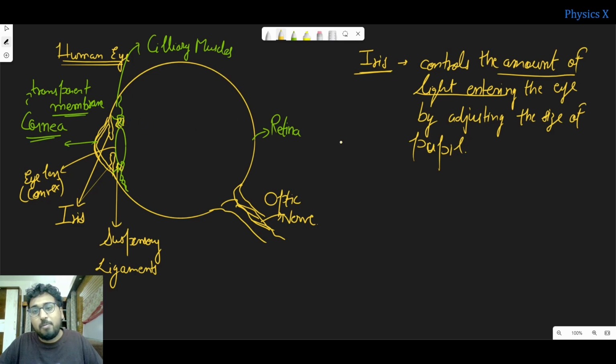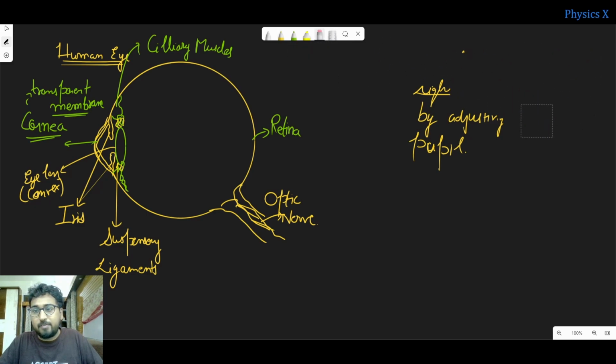So this is the part of the iris. Now what happens after this? The light will be striking your lens. The lens has an arrangement of ciliary muscles, and these ciliary muscles are attached by suspensory ligaments to the lens. Let me tell you this concept of lens.